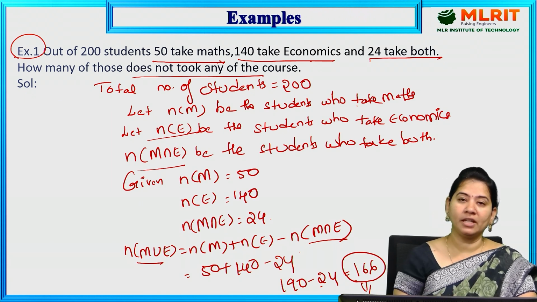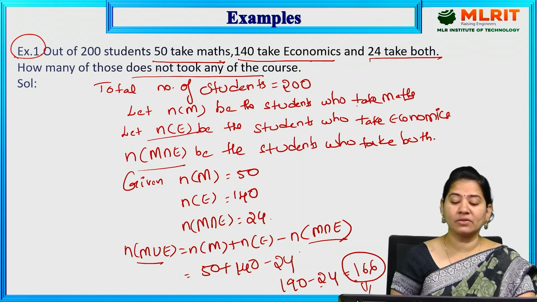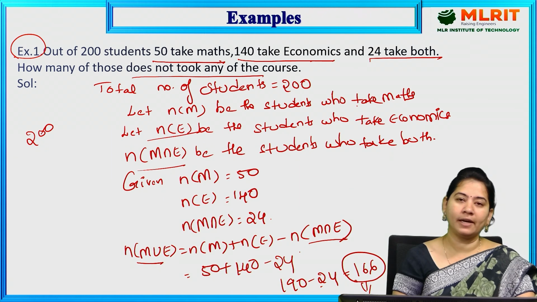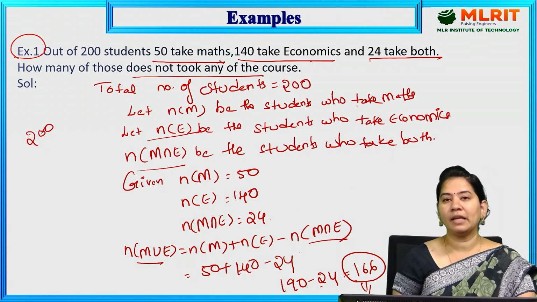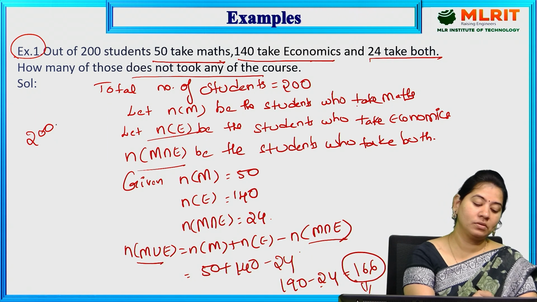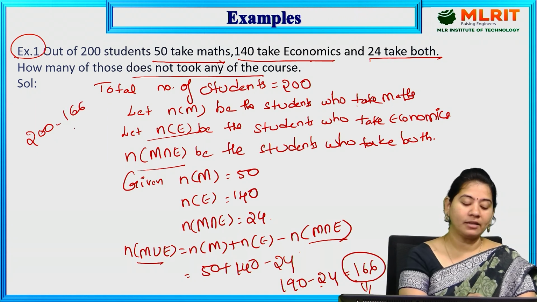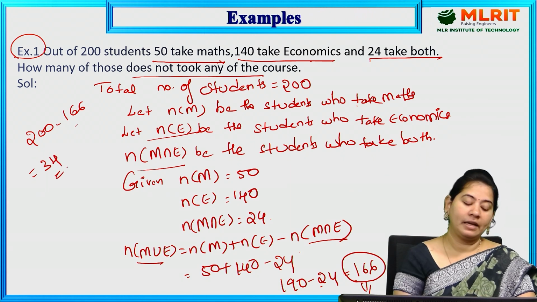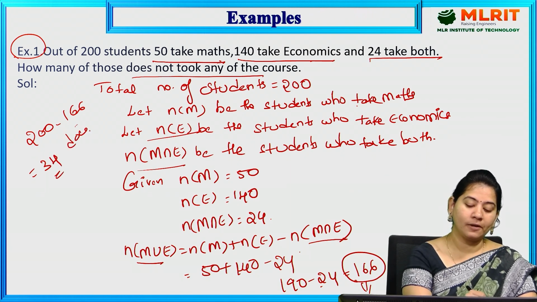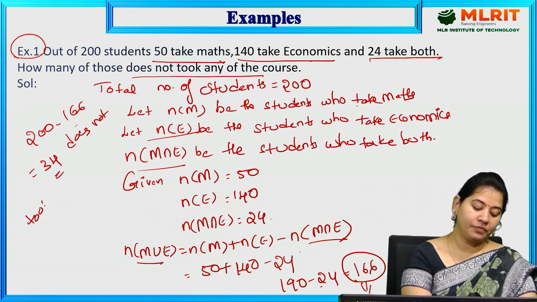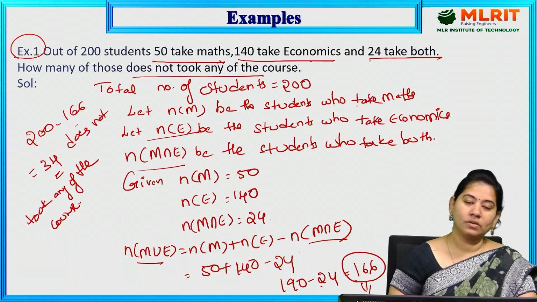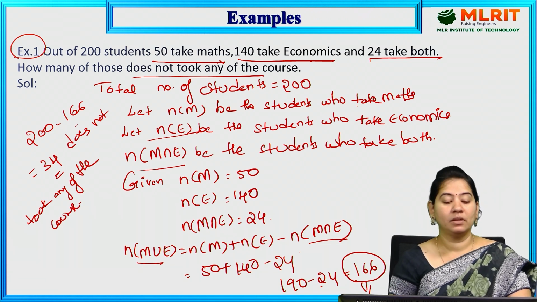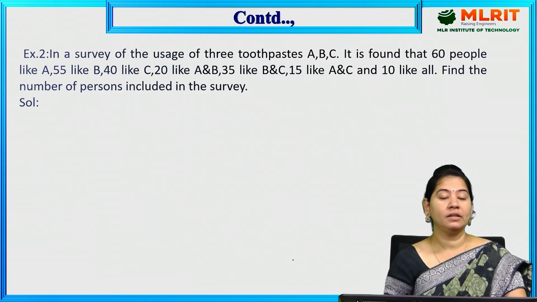But the question asks how many of those did not take any of the courses. Out of the total, we know the number of students is 200, and the students who took maths or economics is 166. So if we subtract 166 from 200, we get 34 students, and these 34 students did not take any of the courses. This is how you have to solve the problem for this question. And we'll also see the next problem.